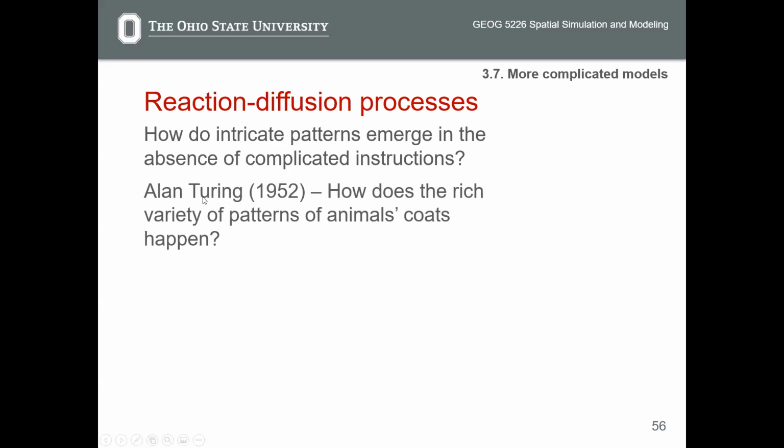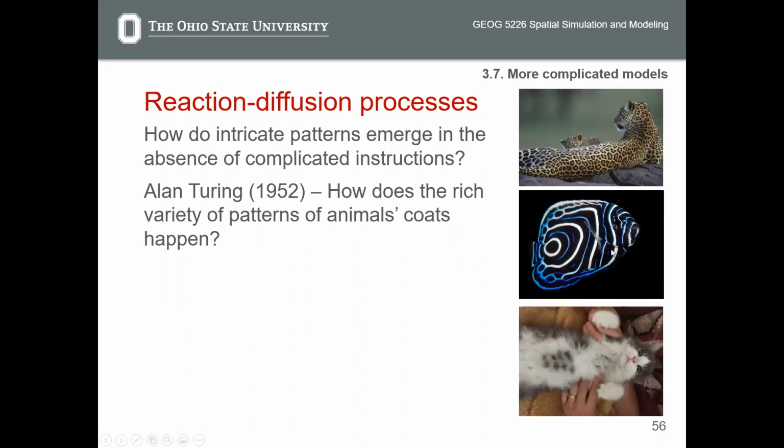Okay, and Alan Turing, he is considered the father of computers, right? He asked this question in 1952: how does the rich variety of patterns on animals' coats happen? Right? For different patterns on animals' coats. Of course, some of them are camouflage. Some of them are for warnings, to warn their enemies. But how did these patterns happen?